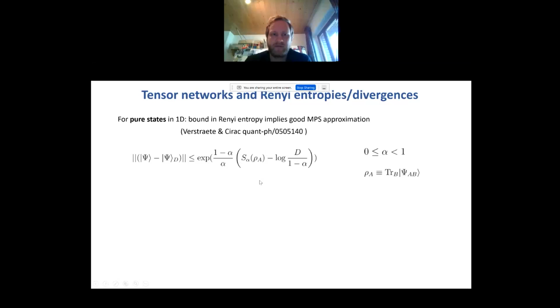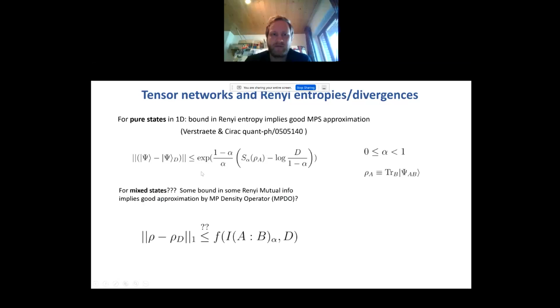But what I want is to extend this to mixed states, and to have a similar expression for mixed states. So what I would like to see is a result that tells me that some bound on the Renyi mutual information, I don't know which type of Renyi and which type of mutual information, because there seem to be a few, implies that there's a good approximation to a particular mixed state by a so-called matrix product density operator, which is just the generalization of a matrix product state to operators.